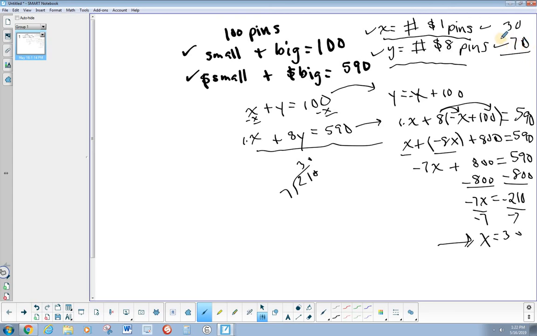So watch. You can be sure that 70 will be one of your answer choices on the final. Now, if they're asking you for the big pins, that's your answer. If they're asking you for the small pins, that's your answer. Please be careful and read the directions and know which one they're asking you for. I hope you guys get this one right on the final.